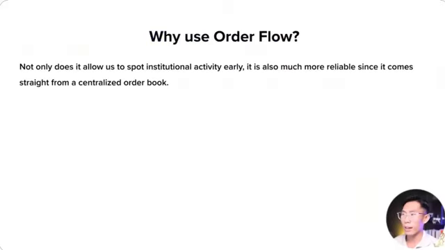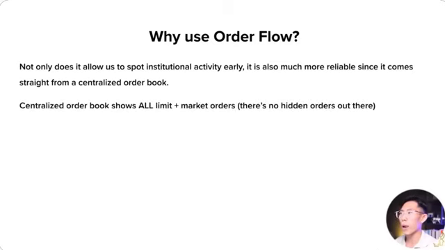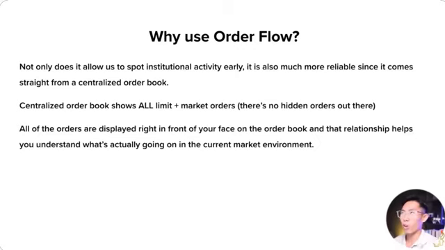Now, not only does it allow us to spot institutional activity earlier, it is also much more reliable since it comes straight from a centralized order book, right? An order book is basically where you see all the limit and market orders that exist inside the market, right? So all the buy or sell orders are shown on the order book, and this centralized order book literally shows everything, all the orders. This means there are no hidden orders from the black market or something out there, right? It's all on the order book, right? Like, come on, all the orders are literally displayed right in front of your face on the order book itself, and that really helps you understand what's actually going on in the current market environment.